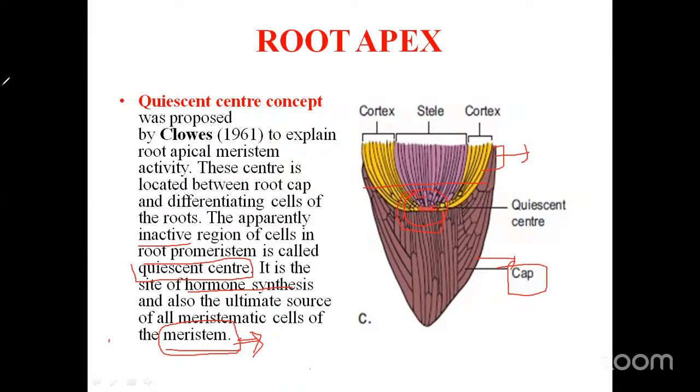Right. And is there anything else important in your book about the quiescent center? Let me see. Shoot apex theories. Okay. Right. But not given. Quiescent center is the short answer. Important. Next one.